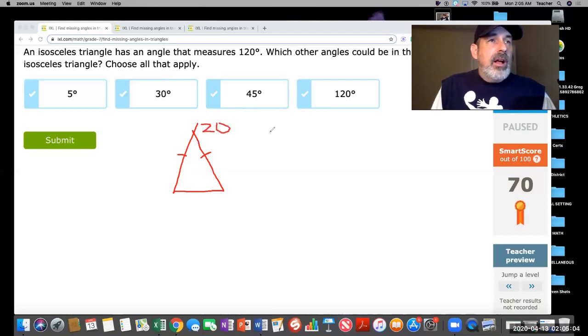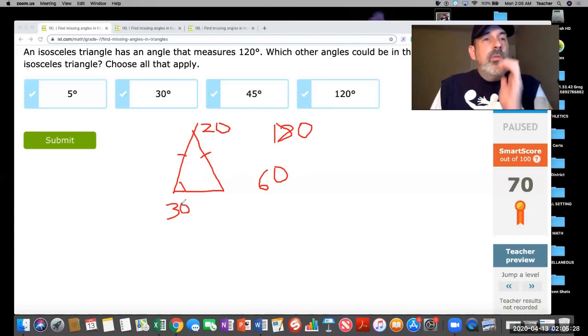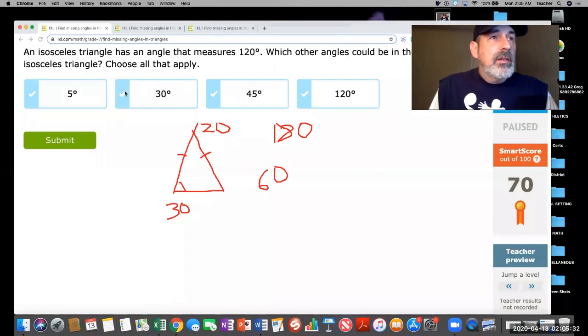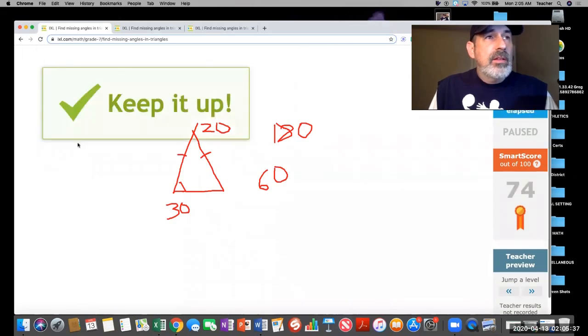Nice, okay? 120. Now, all triangles have to equal 180. So 180 minus 120 is 60 degrees. And each of the bottom angles has to be 30, okay? So that's the only option I have, all right? So for this, you click on it to highlight it as your choice, and then you hit submit.